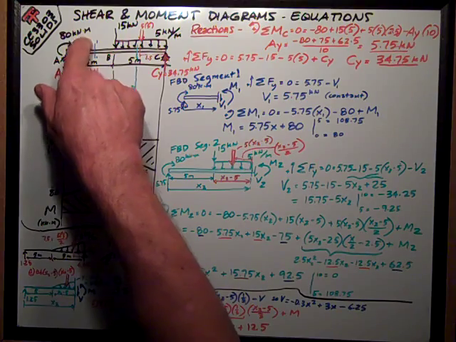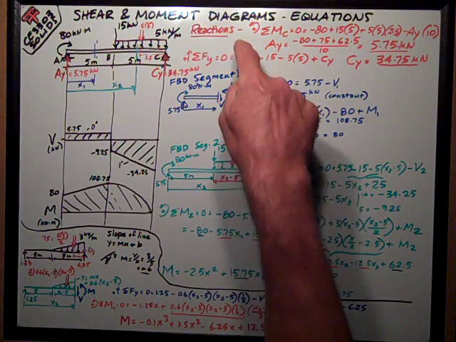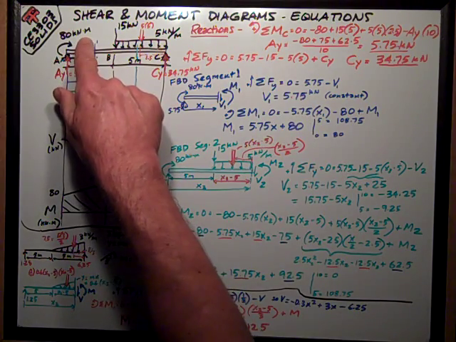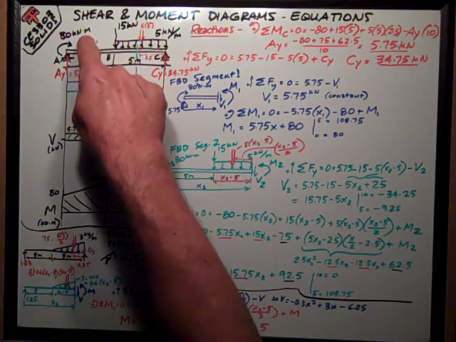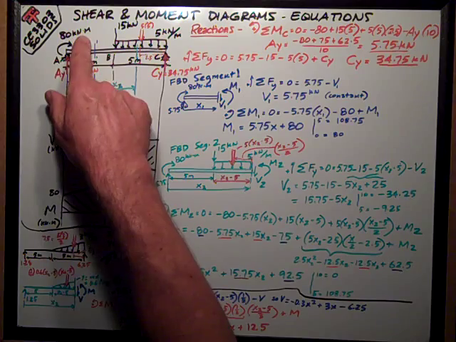I solve for my reactions, and I've noted we've had a lot of problems with misunderstanding of how we treat this 80 kilonewton meter, a concentrated force couple, when we're solving for reactions. It already has length in it, meters, so it doesn't matter where it occurs, it's still 80 kilonewton meters.